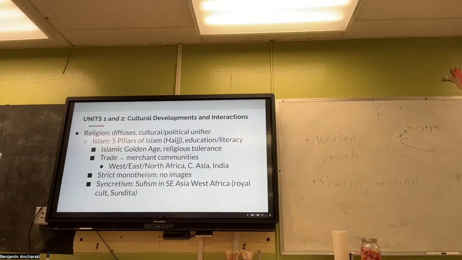Societies are looking to build their governments based on a shared law. And where can you find this law? In the Quran. So the Quran is the basis of many Islamic legal systems. It's the basis of political systems.